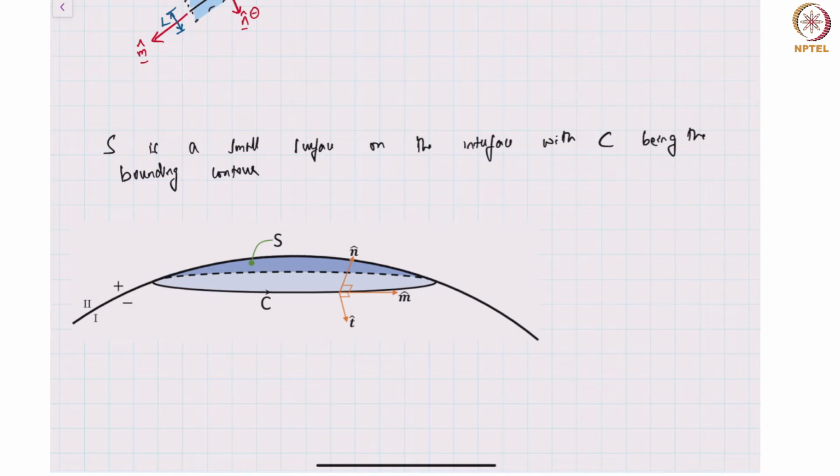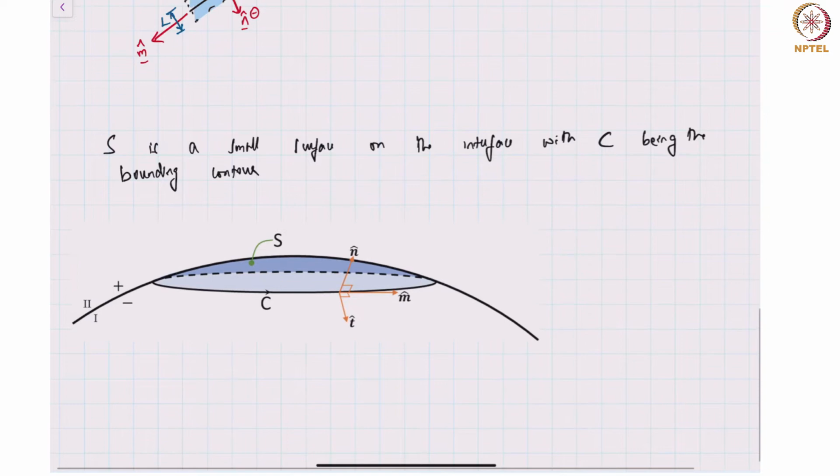Further, I'm showing you two tangent vectors here. One tangent vector M that I'm highlighting is going along the contour C, and the other tangent vector T is perpendicular to this contour C. That's the idea. And I have N, which is perpendicular to both of these tangent vectors.